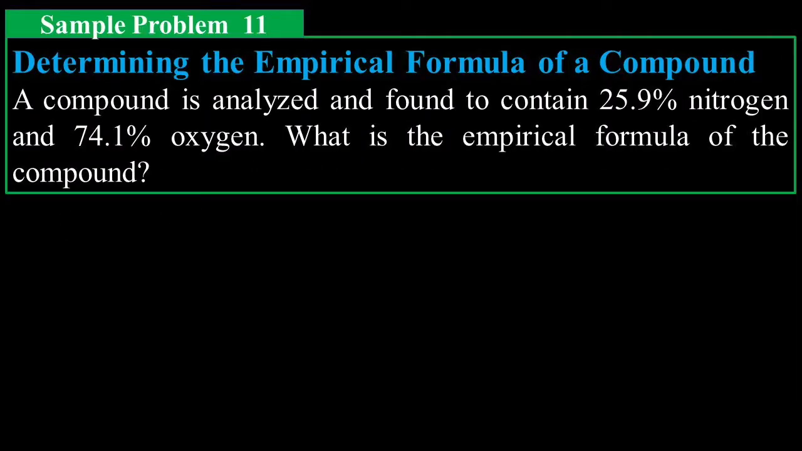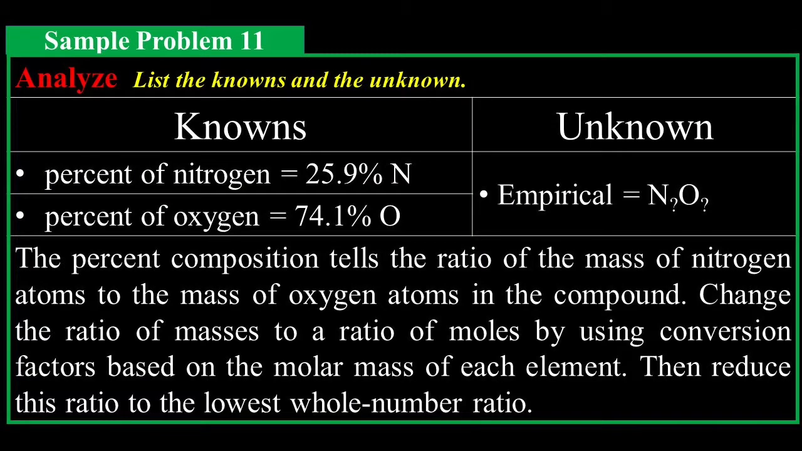A compound is analyzed and found to contain 25.9% nitrogen and 74.1% oxygen. What is the empirical formula of the compound? Well, the first step is going to be basing this on 100 grams, and then saying it's 25.9 grams of nitrogen and 74.1 grams of oxygen, and converting those to moles. So what do we know? We know the percent of nitrogen and the percent of oxygen, they're listed there: 25.9% nitrogen and 74.1% oxygen.